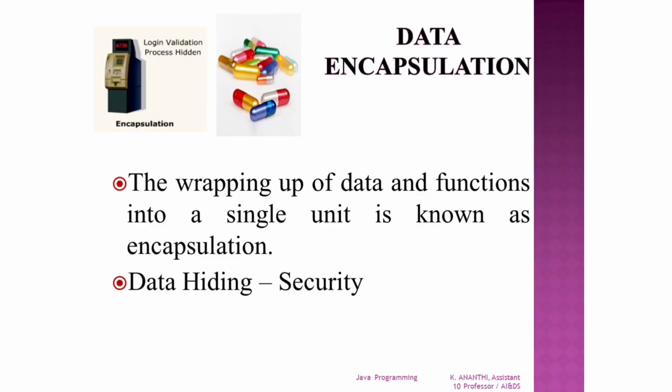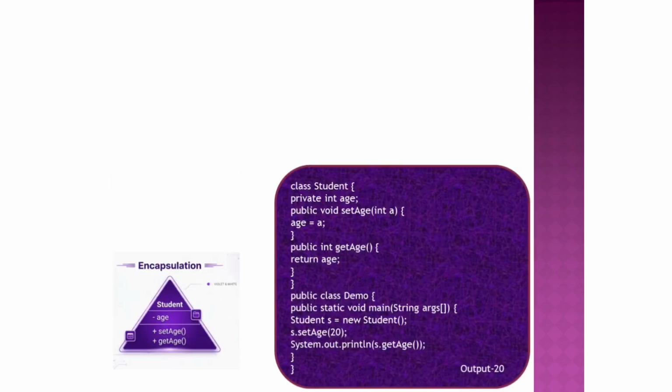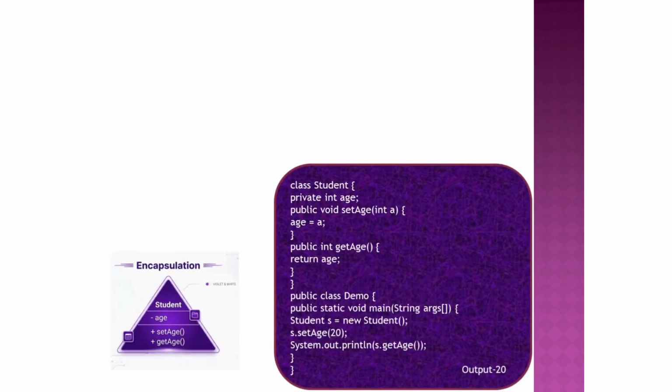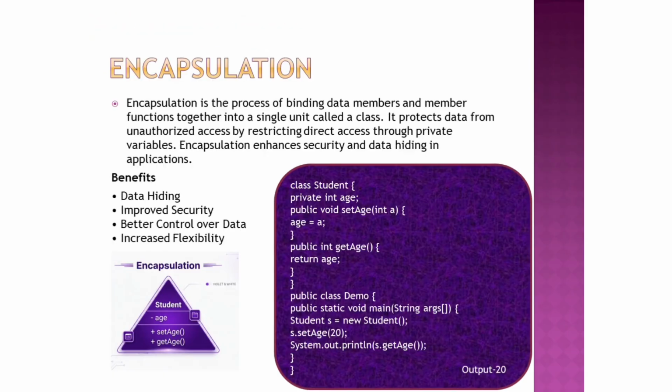Okay, let me explain with a real-time example. Think about your bank account. Your account balance is not directly accessible to everyone, right? If anyone could change your balance, it would create serious problems. So instead, you access your bank account only through secure options like depositing and withdrawing money. In Java, we achieve this by keeping variables private and providing public methods to access them. So encapsulation improves security, protects data, and gives us better control over how information is used.